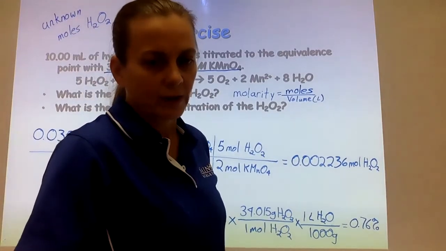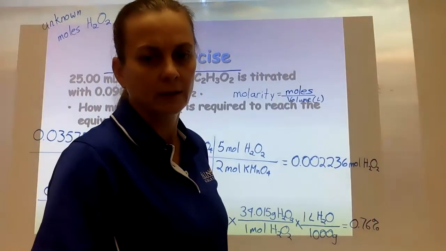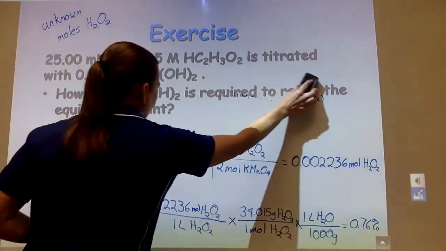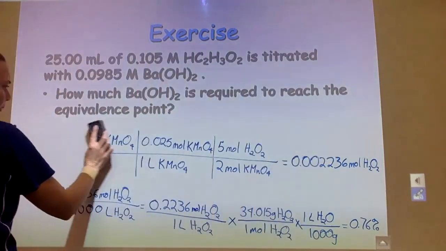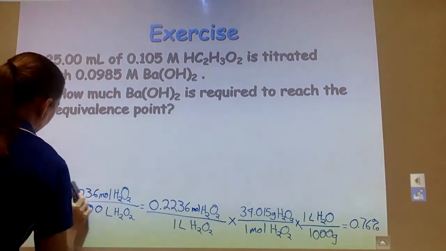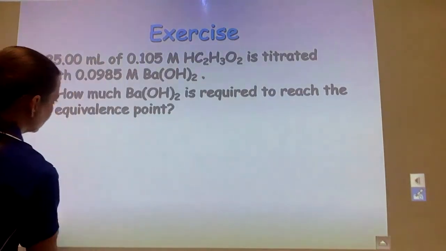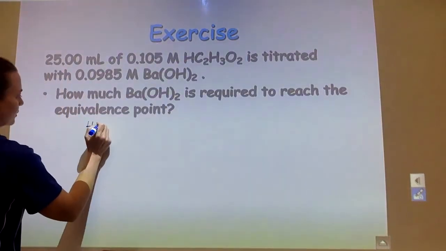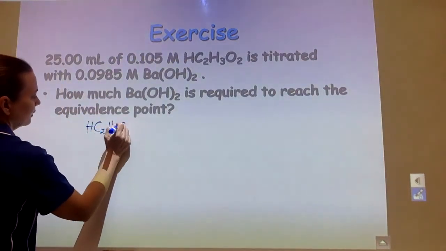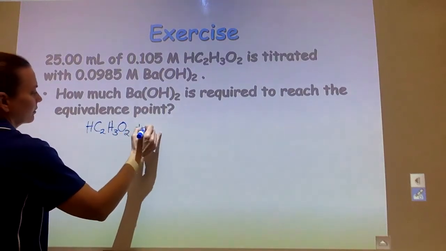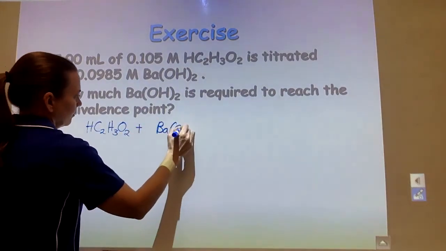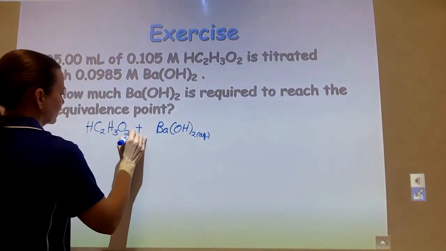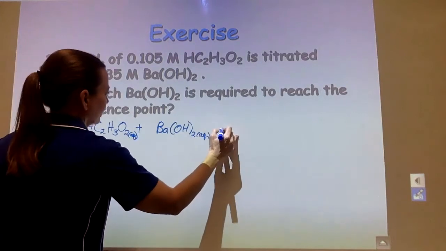Okay, one last practice problem. And this one is a little bit simpler. We're back to an acid-base reaction. So like any stoichiometry problem, we're going to start by writing our balanced chemical equation, which I haven't given to you this time. So I have acetic acid, HC2H3O2, and I'm going to combine it with barium hydroxide. Both of these are aqueous, although the barium hydroxide is just barely. And they're going to combine.